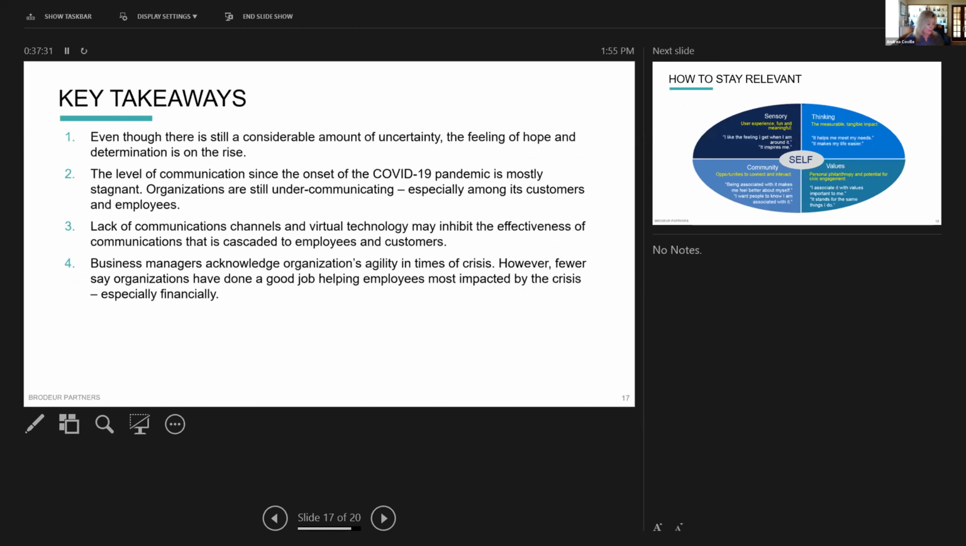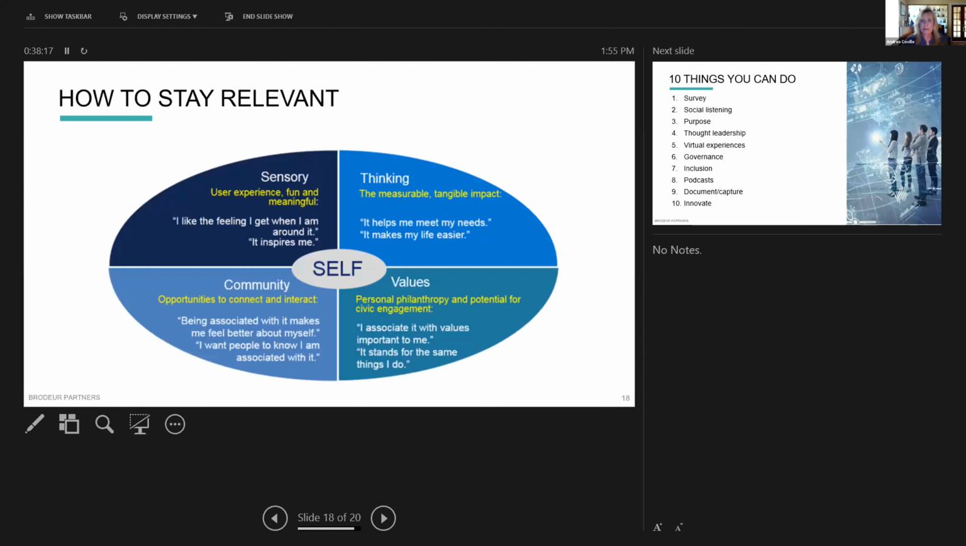So the key takeaways. What we found in the last 3 weeks is that even though there's a considerable amount of uncertainty, the feeling of hope and determination is on the rise. The level of communications has, however, remained stagnant. Organizations are under-communicating, especially among customers and employees. We're underusing channels and virtual technology, which may be impacting the effectiveness of communications, especially as it cascades between your employees and customers. And even though we're recognizing our organization's agility in this time of crisis, employees are still feeling very under-communicated to in terms of the financial aspects of stress.